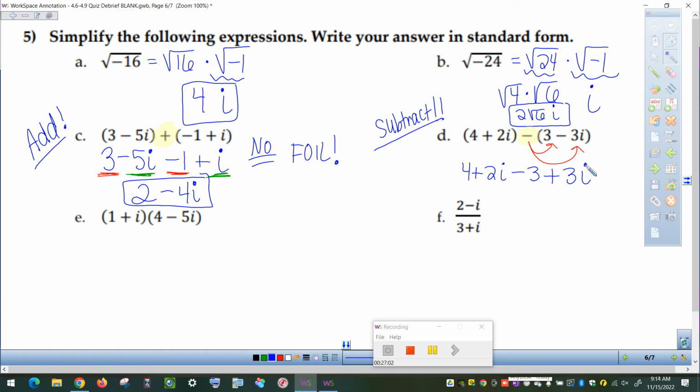Then we're just going to combine like terms. So we're going to put the real part together. 4 minus 3 is 1. And then the imaginary part goes together. 2i plus 3i equals 5i.